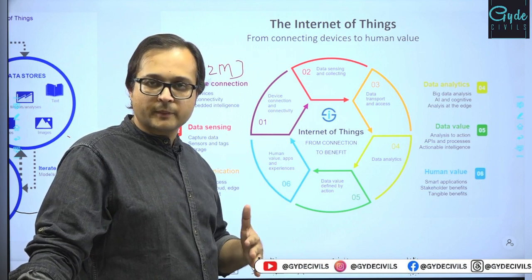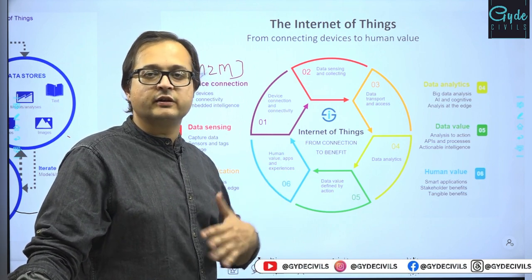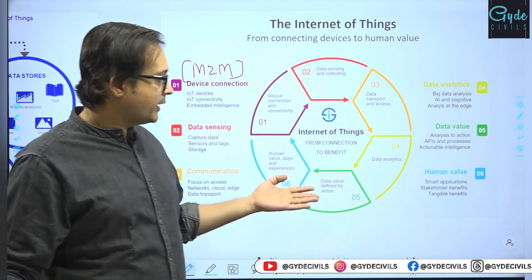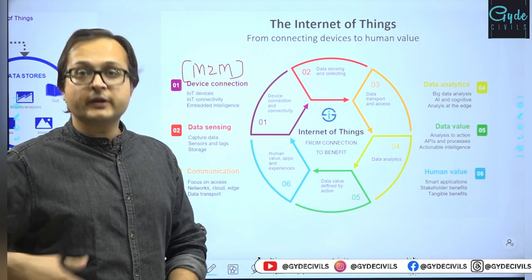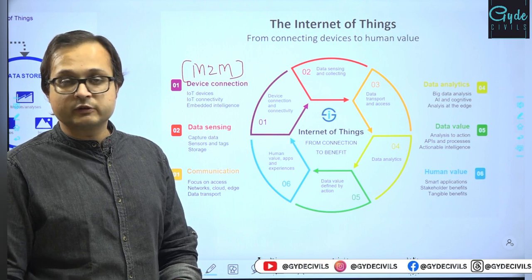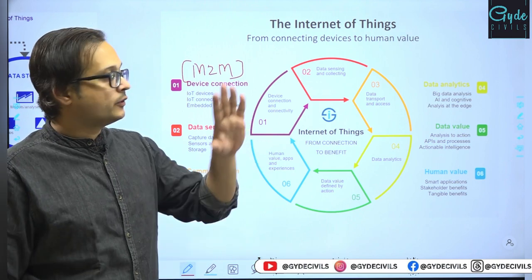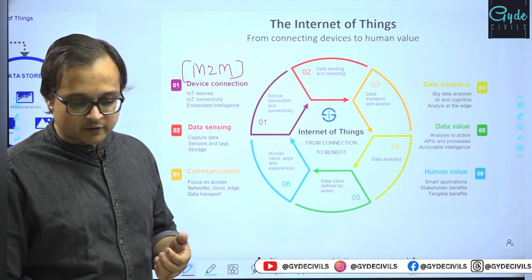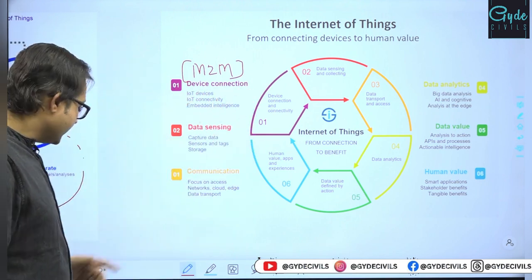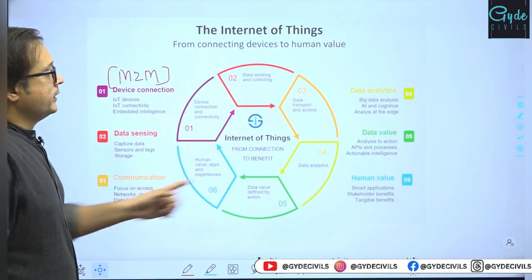or over a particular server, process the data, analyze the trend, then define the value by action, take up an action based on the data which is being provided, and then create different types of applications, different types of devices, smart devices, etc. They can be created. That is what is meant by Internet of Things, right?